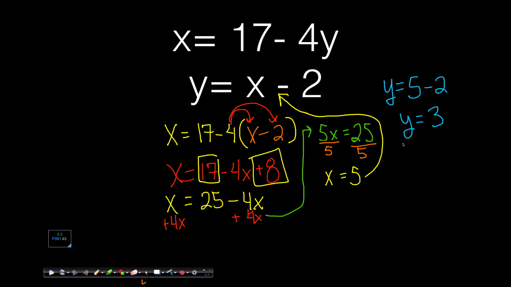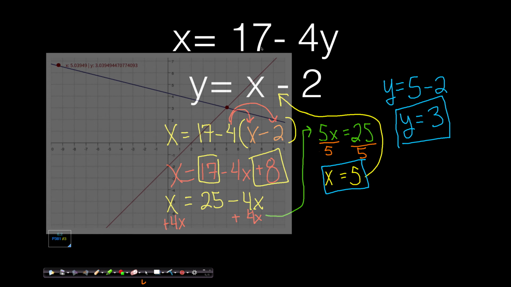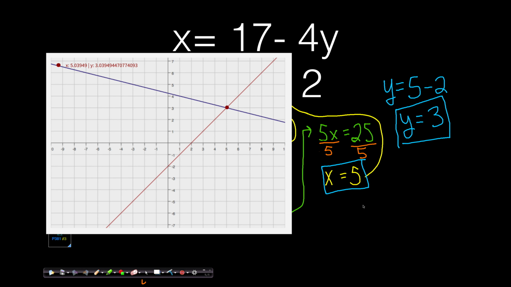So I now have values for my x, y coordinates. So now I know the solution for these equations. If I were to graph these two equations, those two lines would have a common point of intersection, and that point would be, my x value would be 5, and my y value would be 3. That would be the solution to this system of equations.